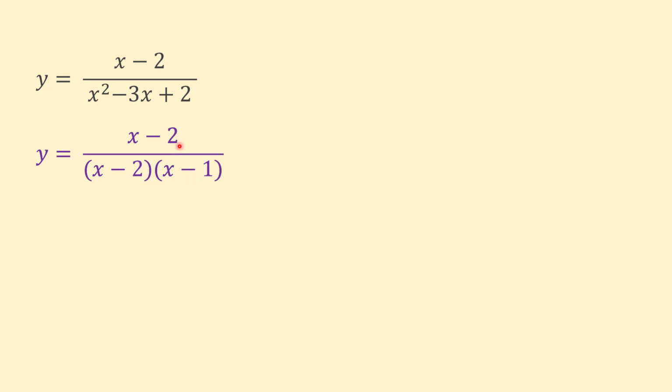After we factor numerator and denominator, we should cancel the common factors. The common factor is x minus 2. If we cancel x minus 2 from numerator and denominator, our function will be simplified to y equals 1 over (x minus 1). Now we should set the denominator equal to 0. If we set the denominator equal to 0, we have this equation, x minus 1 equals 0. If we solve this simple equation for x, we have x equals 1. So x equals 1 is the only asymptote for this rational function.